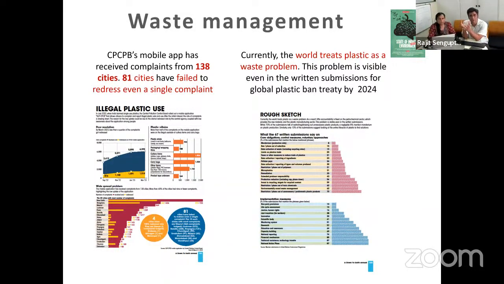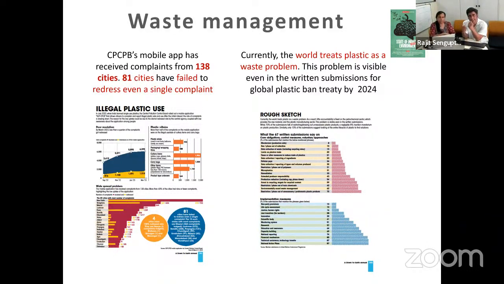So we looked at the performance of that mobile phone application, and we found that complaints were registered from 138 cities across India, and in 81 cities there was not a single complaint that was redressed by the Central Pollution Control Board. So you can see again the problem with the implementation part of it.